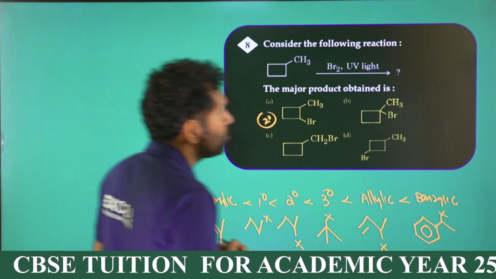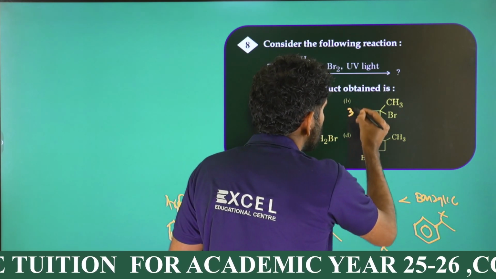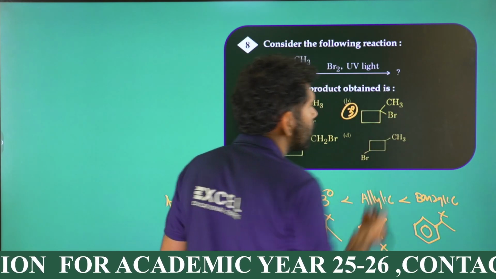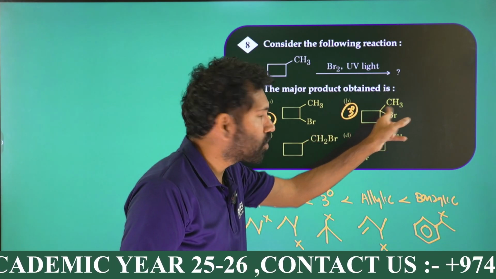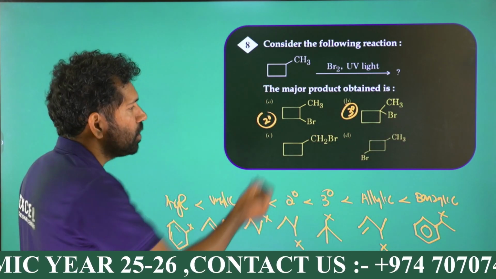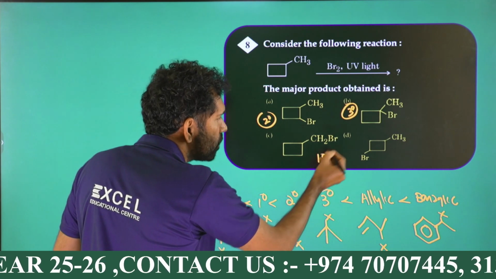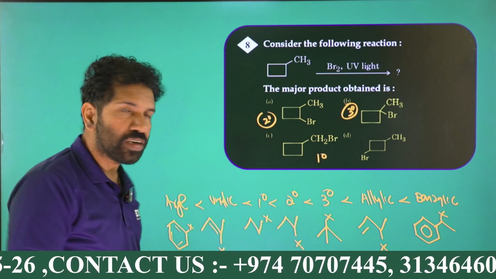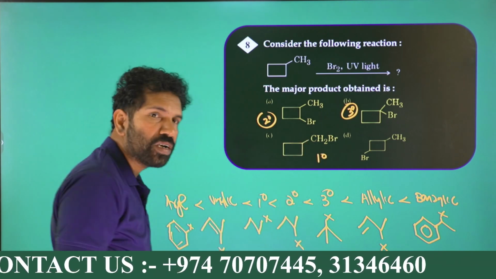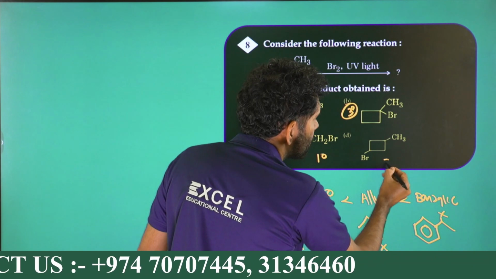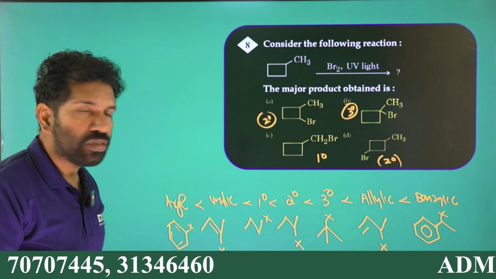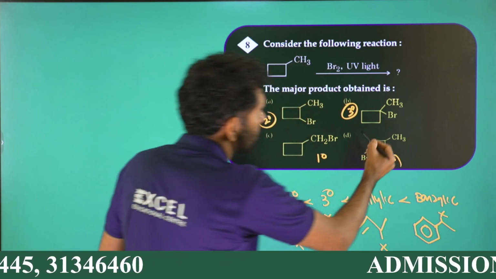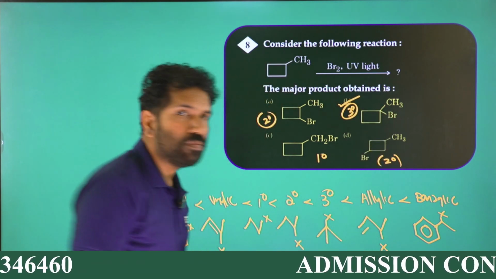Answer B is coming under tertiary because here the halogen is connected to a single bond carbon, and that carbon is connected to 3 other carbon atoms. Here this is primary because in CH2X the halogen is connected to a carbon which is connected to 1 other carbon. And here it is again secondary. So as per the rule, which is the major product? The major product will be the tertiary one. So option B is the answer.